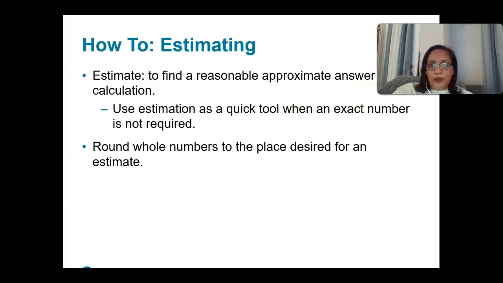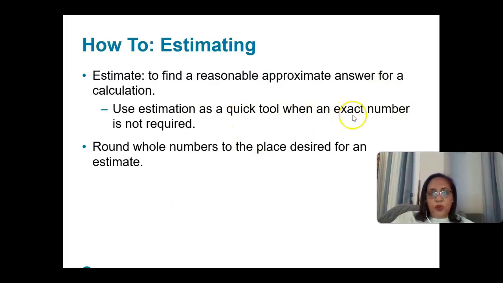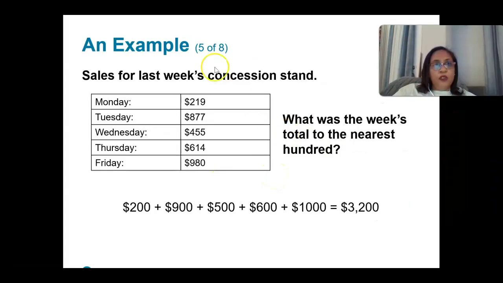Estimate to find a reasonable approximation for a calculation. Using estimation as a quick tool when an exact number is not required. Round whole numbers to the place desired for an estimate. So sales for last week's concession stand. So we're going to round. It says, what was the week's total to the nearest 100? So we need to make sure that we look at all these numbers in the 100 spot. So we just need to look to the right of them. Pause the video and write if you like.